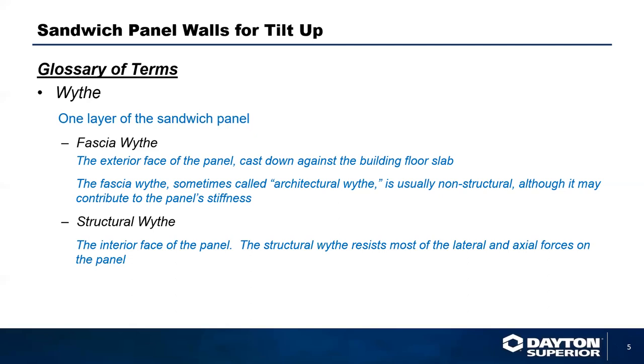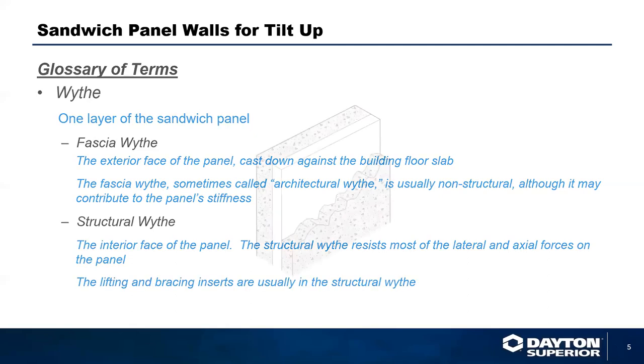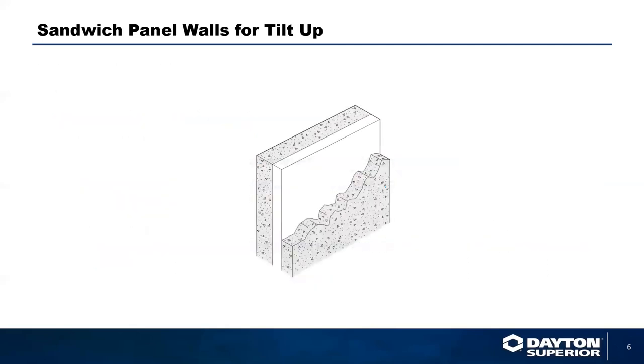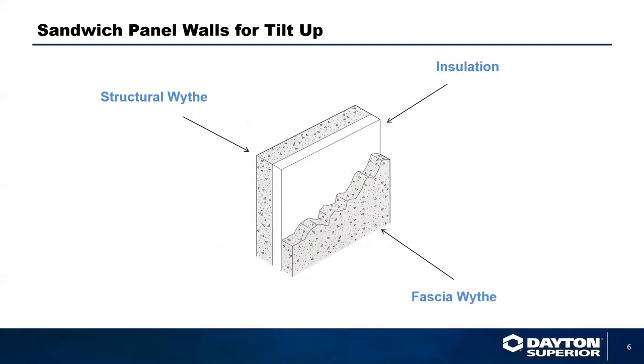Your structural wythe is the interior face of the concrete. Typically, this is where your lifting inserts and your bracing inserts are going to be. You're going to lift from the structural wythe, and the structural wythe will have some sort of connection going through the insulation to the fascia wythe to hold everything together. Here you can see structural, fascia, and insulation.